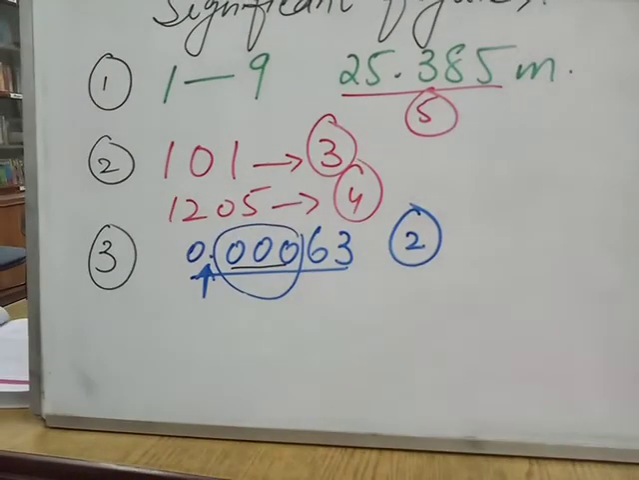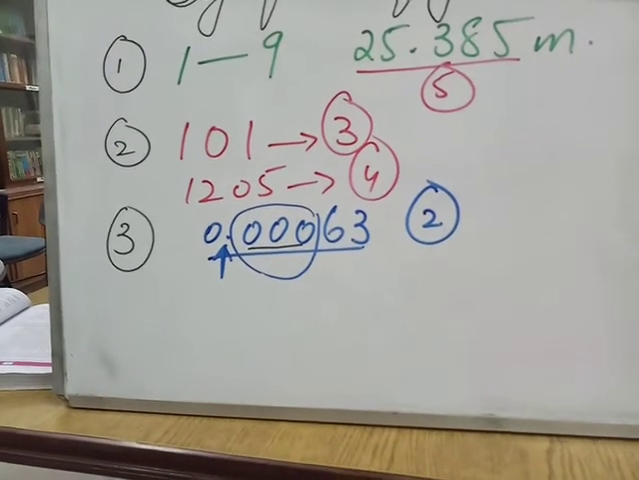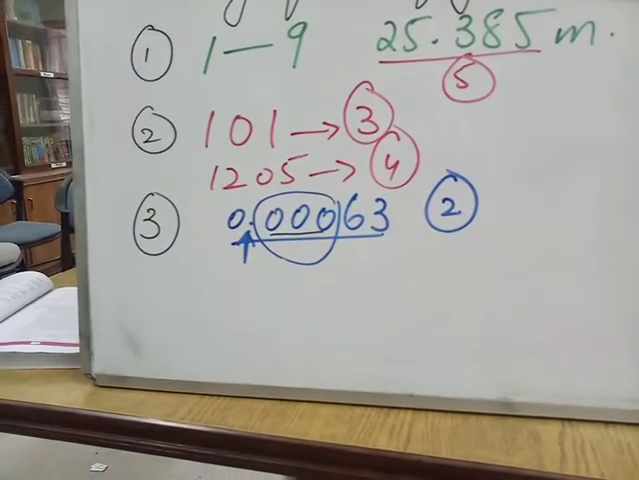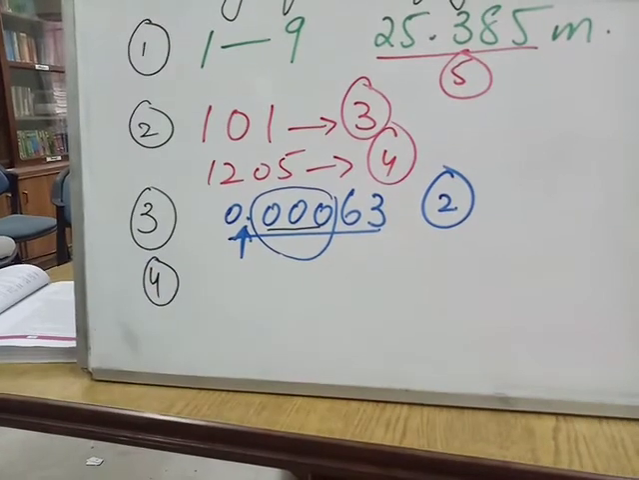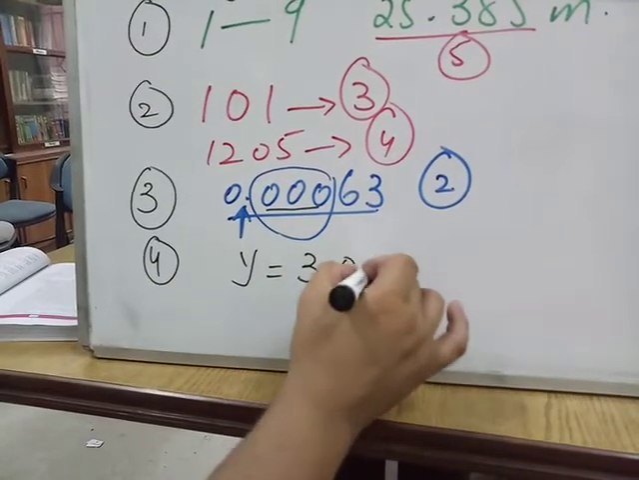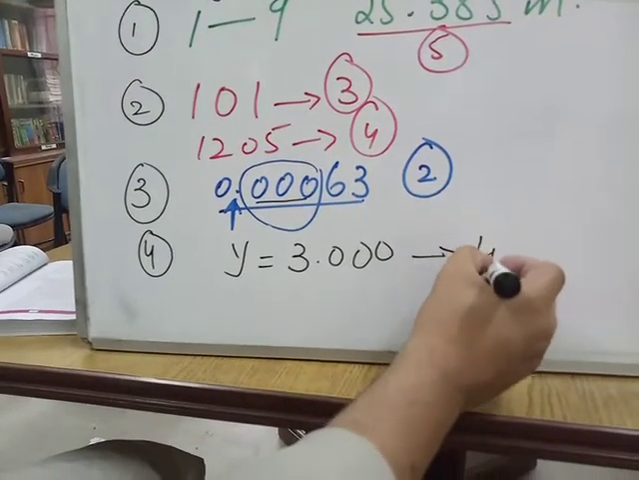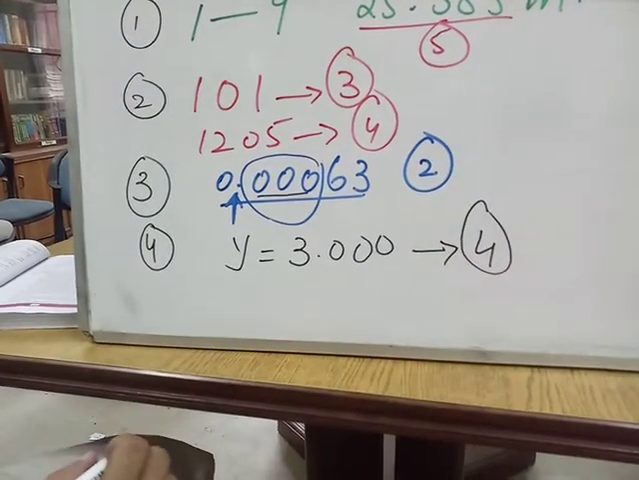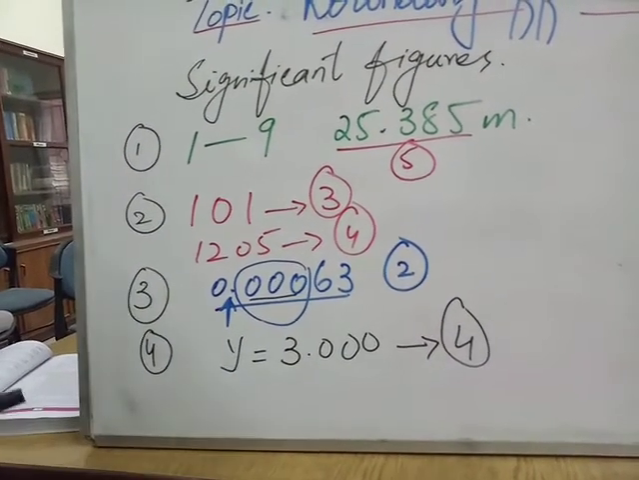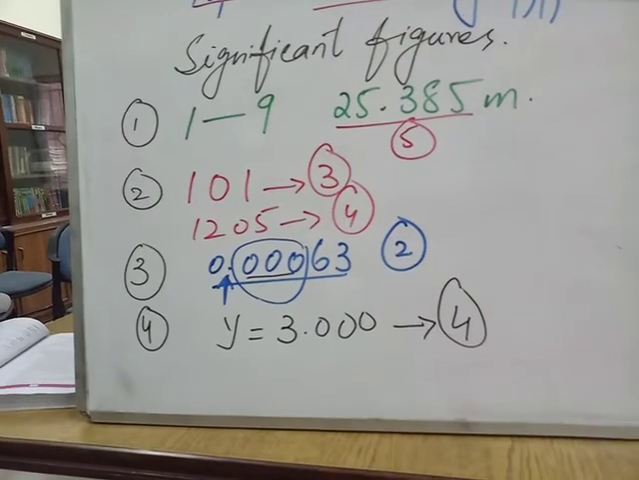And all zeros to the right side of the decimal that appear after non-zero digits are significant. Like number 4, if I have a value y equal to 3.000, this measurement contains four significant figures. So 0 may or may not be significant. It depends upon its nature or how we place the 0.